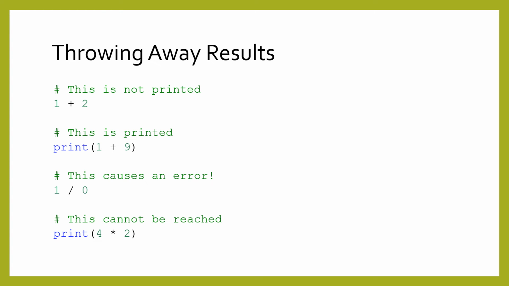Things get interesting when we reach the third statement, which is 1 divided by 0. That expression is invalid, but must still be evaluated. When Python tries to do division by 0, the program will stop with an error message. This prevents Python from reaching the second print statement or even evaluating 4 times 2.